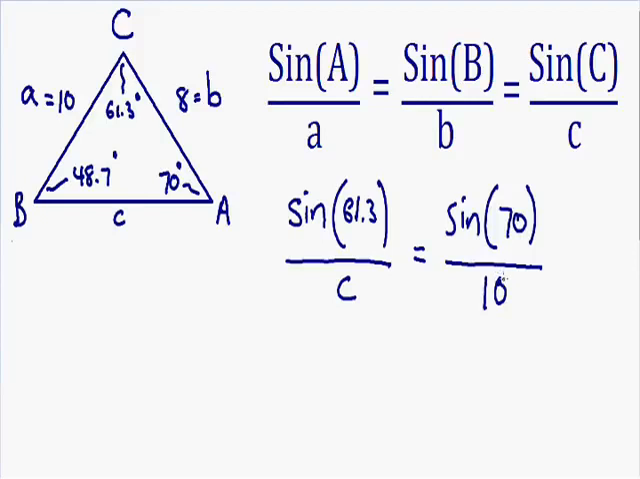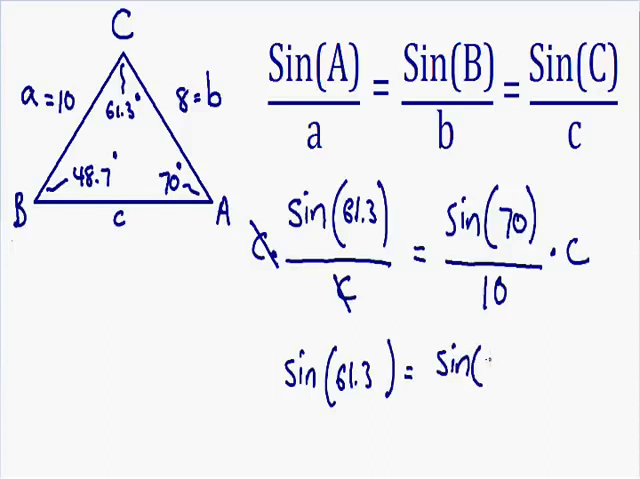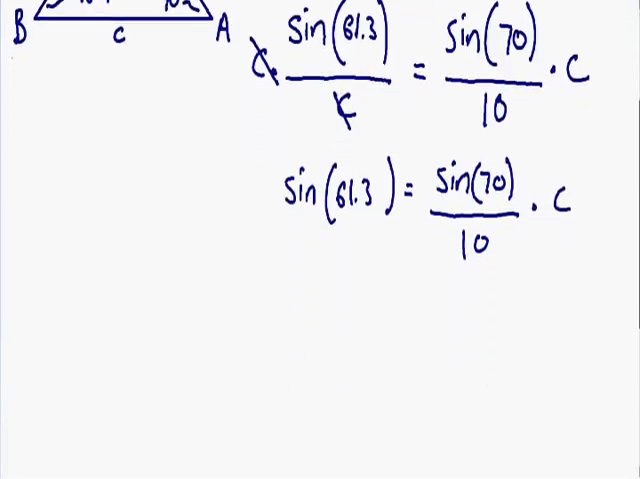Alright, so we need to solve for C, so I'm just going to get it out of the denominator first. So I'm going to multiply both sides by C, and on the left hand side the C's cancel out, and the only thing we're left with is the sine of 61.3 is equal to the sine of 70 divided by 10, and this is all multiplied by C. I'm going to scroll down a little bit just to give myself a little bit more space.